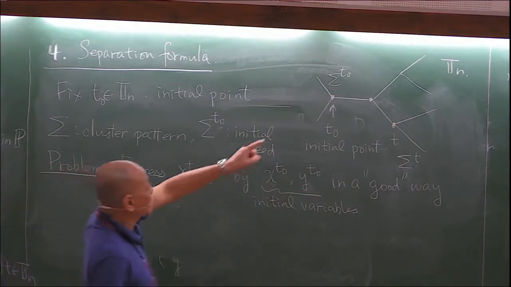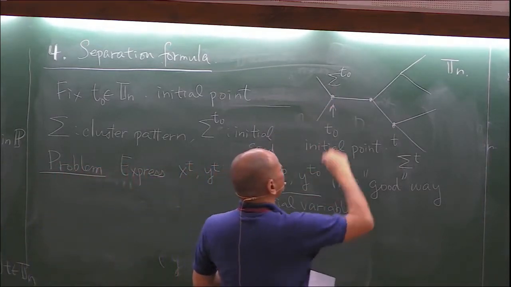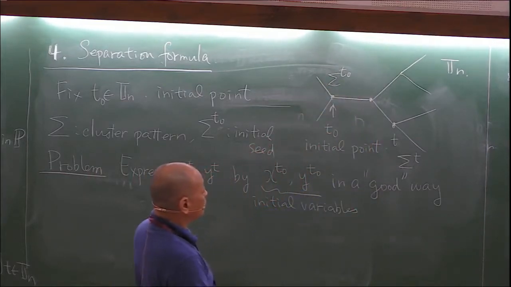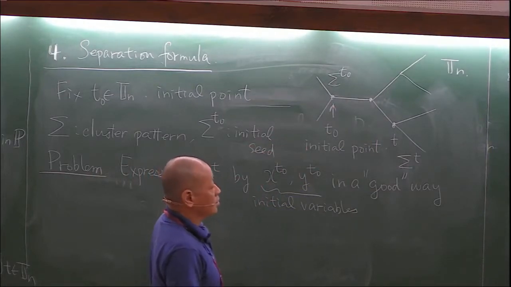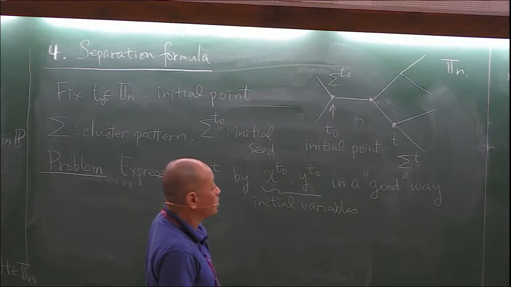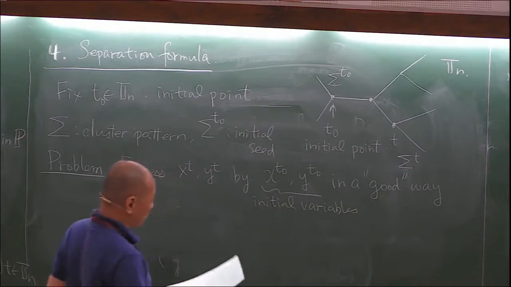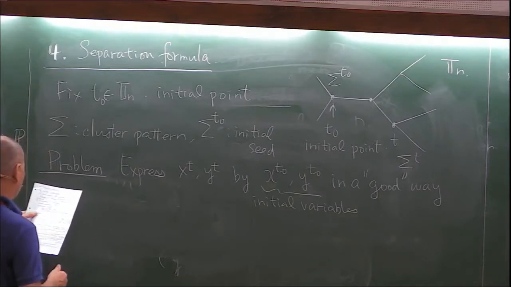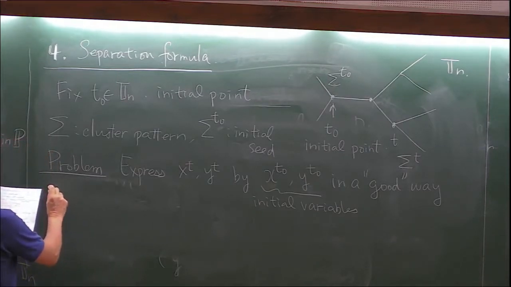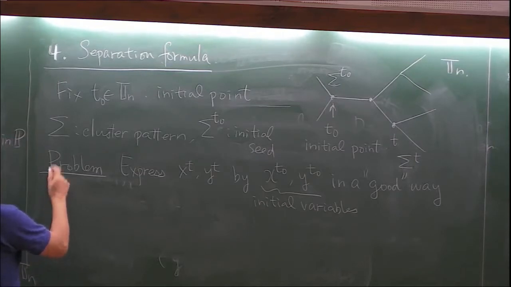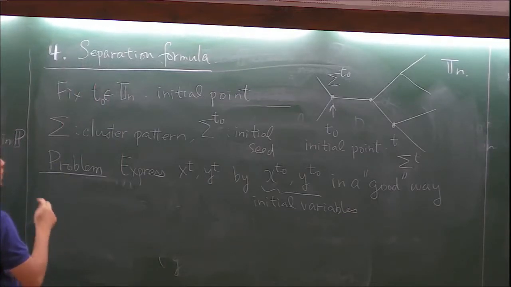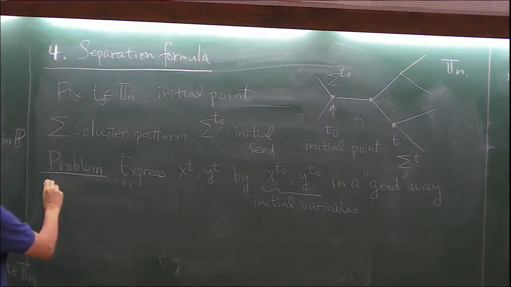So basically, everything is determined by the initial seed. Everything is, in principle, written as a function of the initial seed, but writing it as an explicit expression is not something we expect; rather, we want a good expression which can be used for several purposes. And that is the separation formula, one answer which was obtained by Fomin and Zelevinsky, and that's what I'm going to explain.